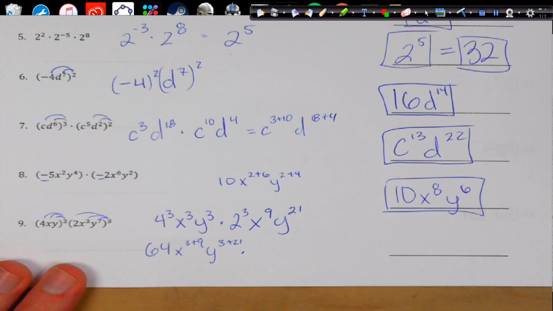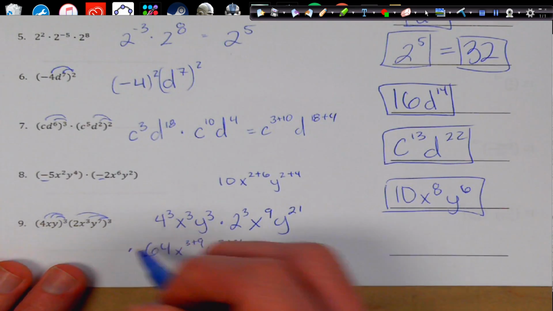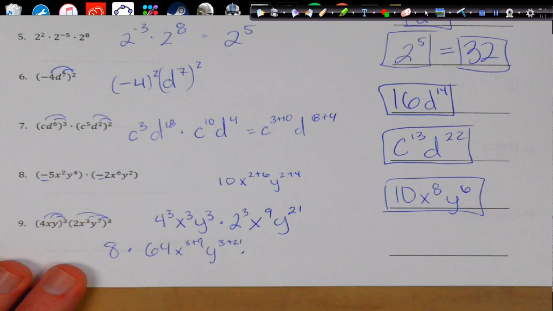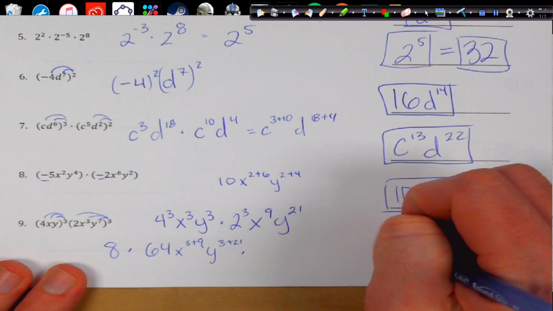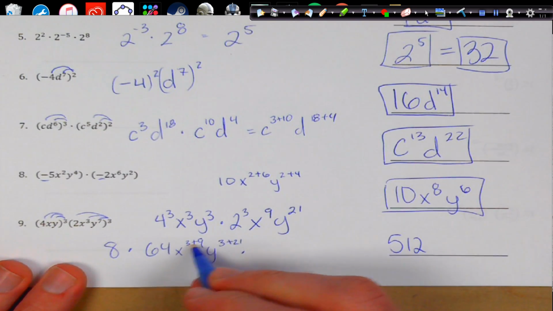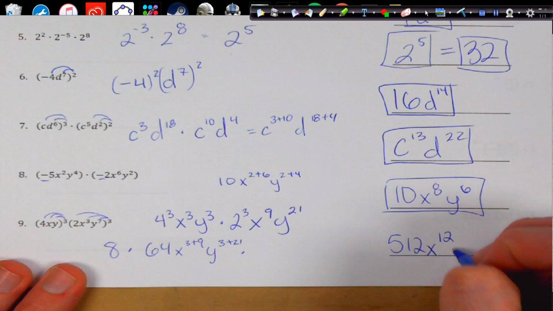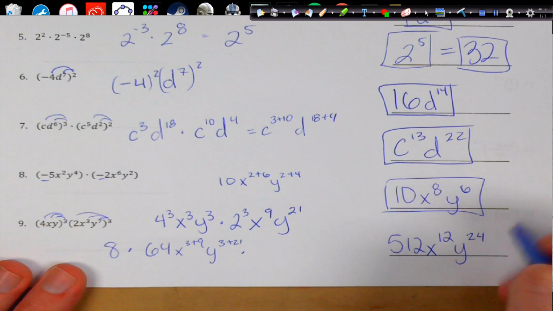I kind of did this in a weird way. I should put this up here. I'm going to put this in the front. 2 to the 3rd power is 8. Okay? So we're going to do 8 times 64, which is 512. Then 3 plus 9 is x to the 12th power, and this is going to be y to the 24th power.